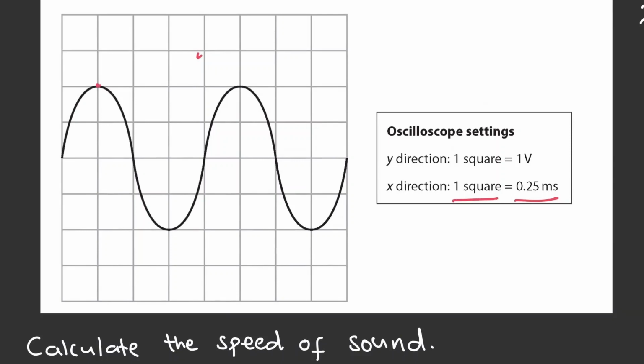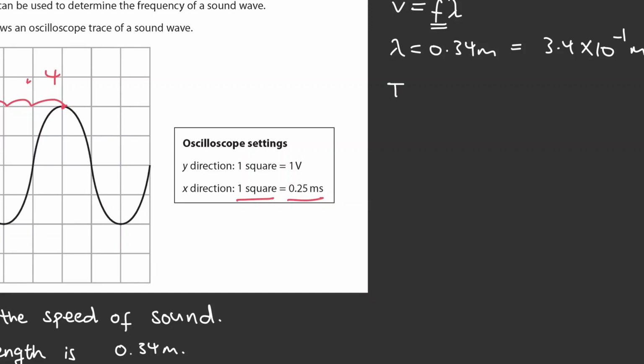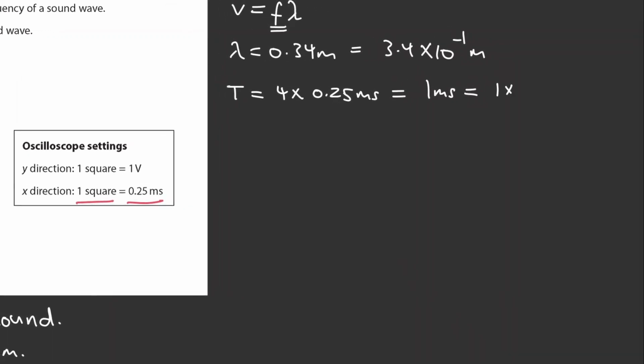So let's calculate the amount of squares for the time period. Let's do this from peak to peak. There are 1, 2, 3, 4 squares. So we know that the time period will be 4 squares times 0.25 milliseconds per square, which is equal to 1 millisecond. But since we want to use SI units, let's convert that to seconds. So 1 times 10 to the minus 3 seconds.